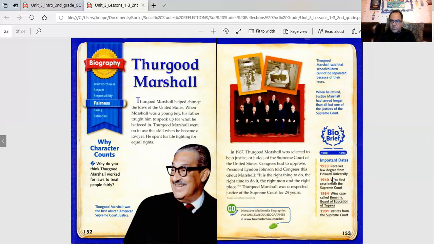Some important dates, a bio debrief, I would say. 1933: Thurgood Marshall receives his law degree from Howard University. In 1940, he wins his first case before the Supreme Court. 1954: he wins a case called Brown versus Board of Education of Topeka. It's about education. In 1991, he retires from the Supreme Court.